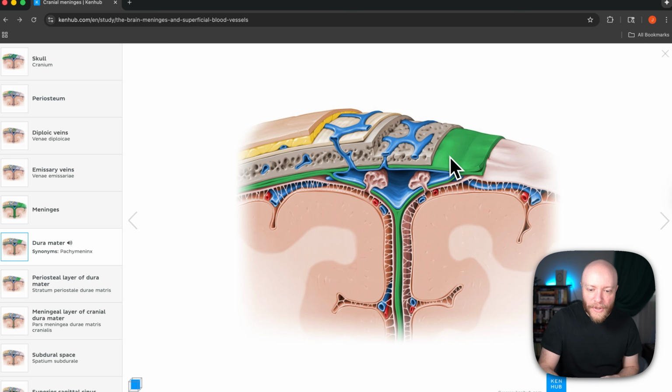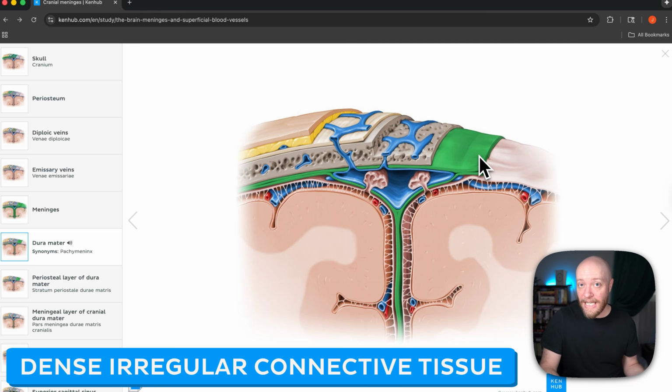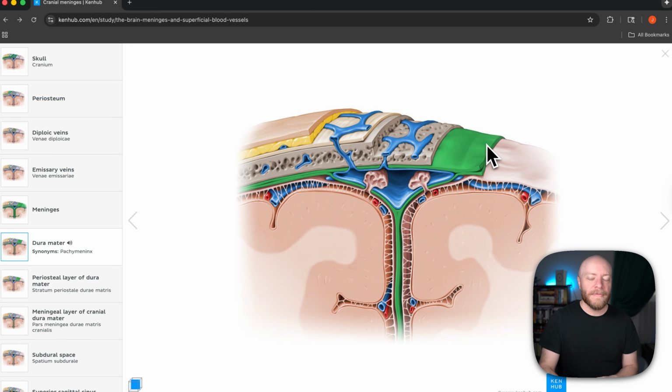And so when we see the dura, meaning tough mother, this is a very tough tissue. If you were to feel this with your fingers, it is really dense and fibrous. This is what we call dense irregular connective tissue. Really, really tough. And it is the toughest of all the meninges. And as you can see, it's anchoring itself to the skull, but then it's also going to be forming the boundaries of that giant vein, right? That's going to be essential.